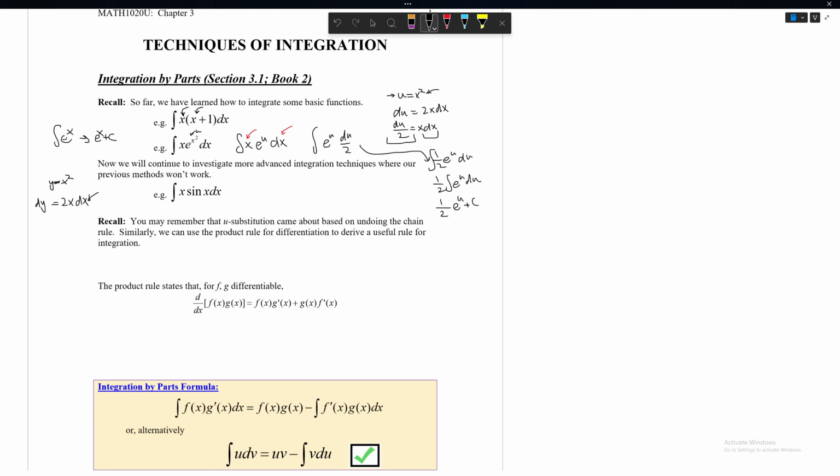And now you have to take it back in terms of x. So I get 1 over 2 e to the x squared plus c. And that's how you integrate with u-substitution.